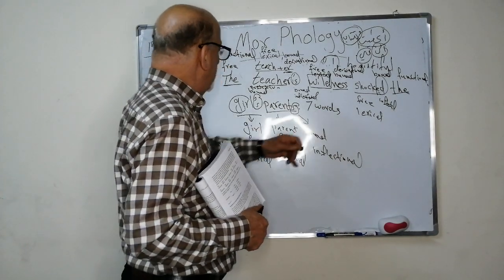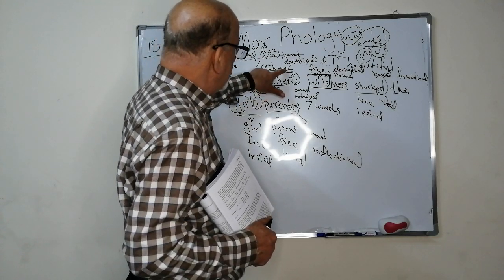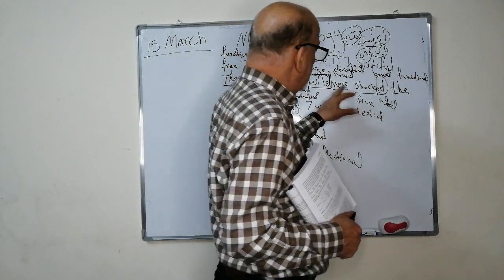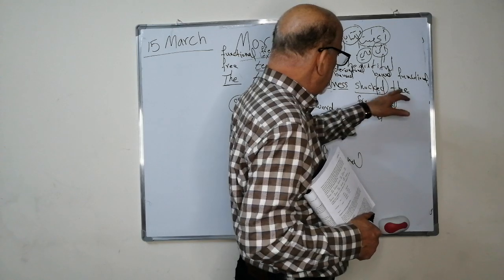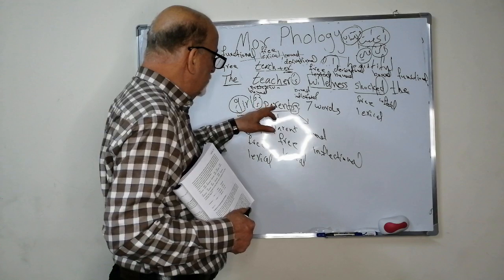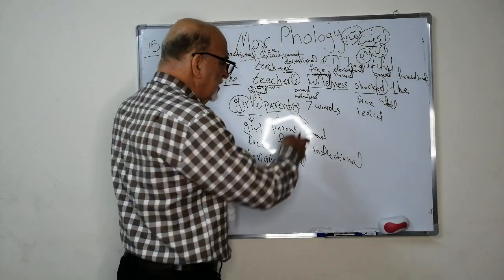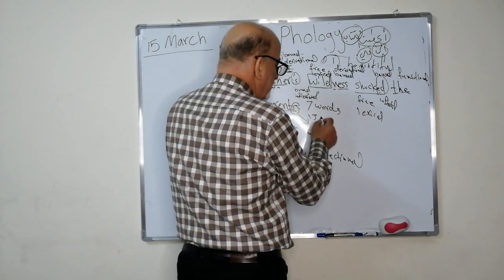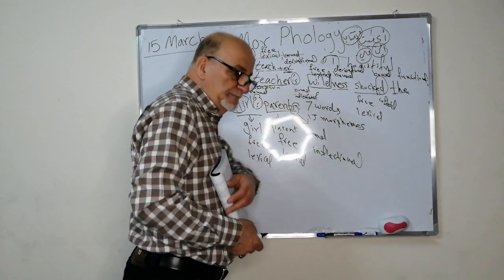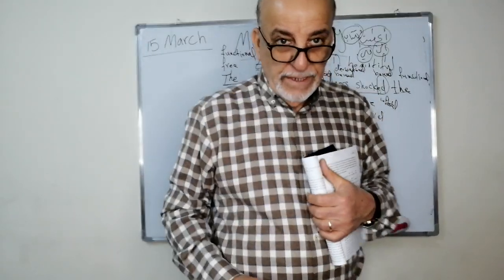Now how many morphemes do we have here? We said we have seven words. How many morphemes? This is one, two, three, four, five, six, seven, eight, nine, 10, 11, 12, 13. This sentence has seven words and 13 morphemes. 13 what? Morphemes. Okay.